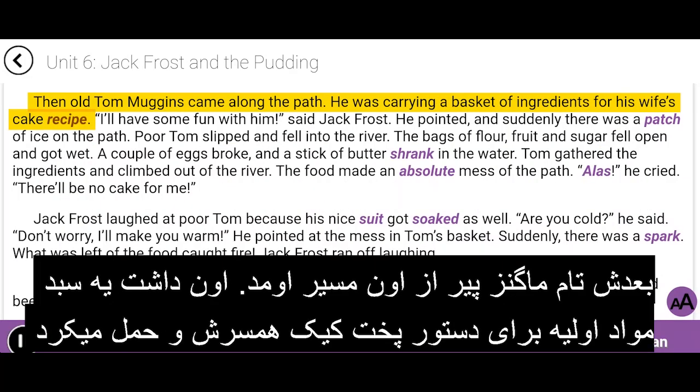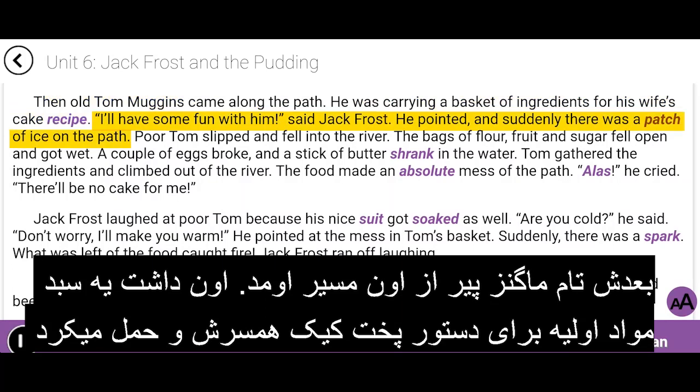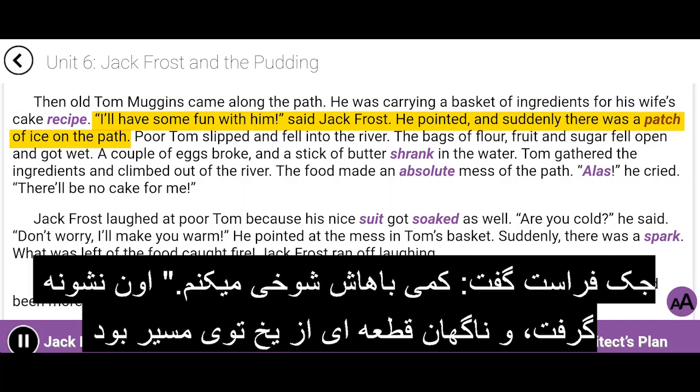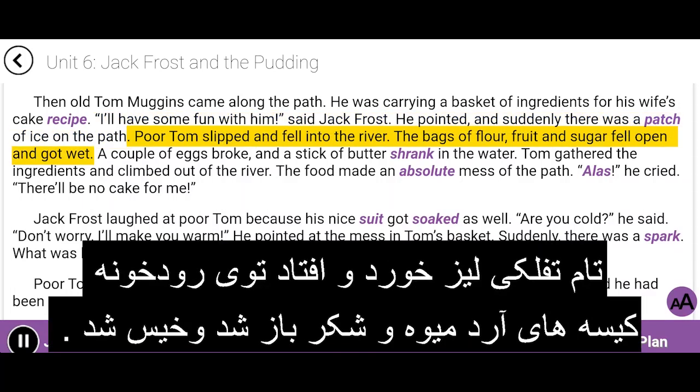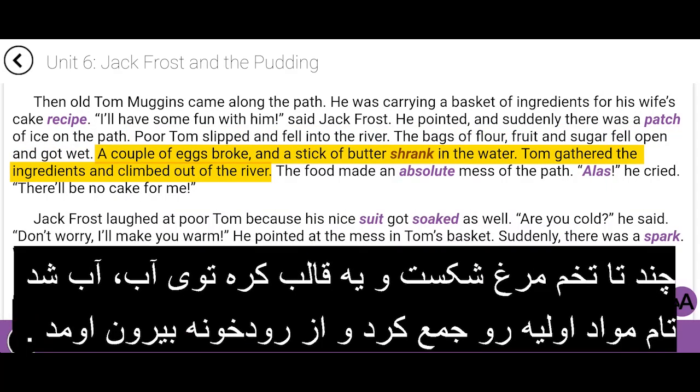Then old Tom Muggins came along the path. He was carrying a basket of ingredients for his wife's cake recipe. "I'll have some fun with him," said Jack Frost. He pointed, and suddenly there was a patch of ice on the path. Poor Tom slipped and fell into the river. The bags of flour, fruit, and sugar fell open and got wet. A couple of eggs broke, and a stick of butter shrank in the water.